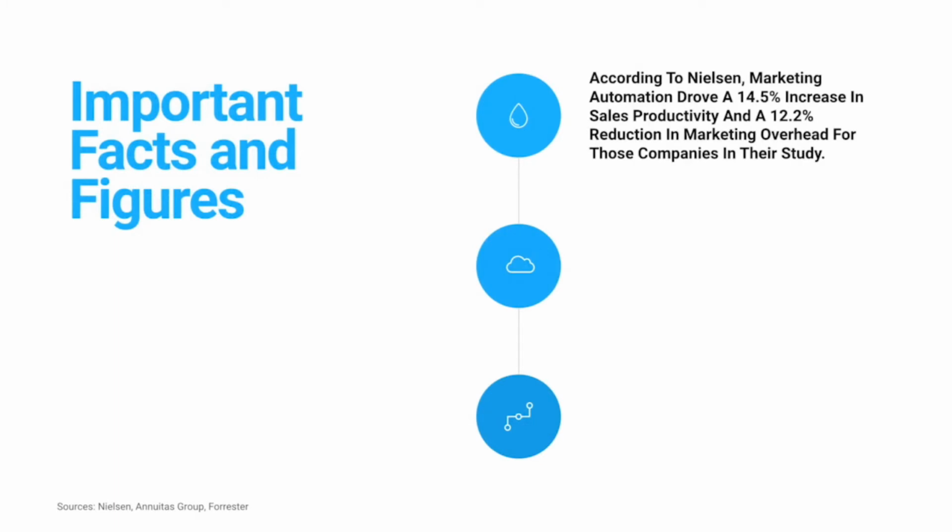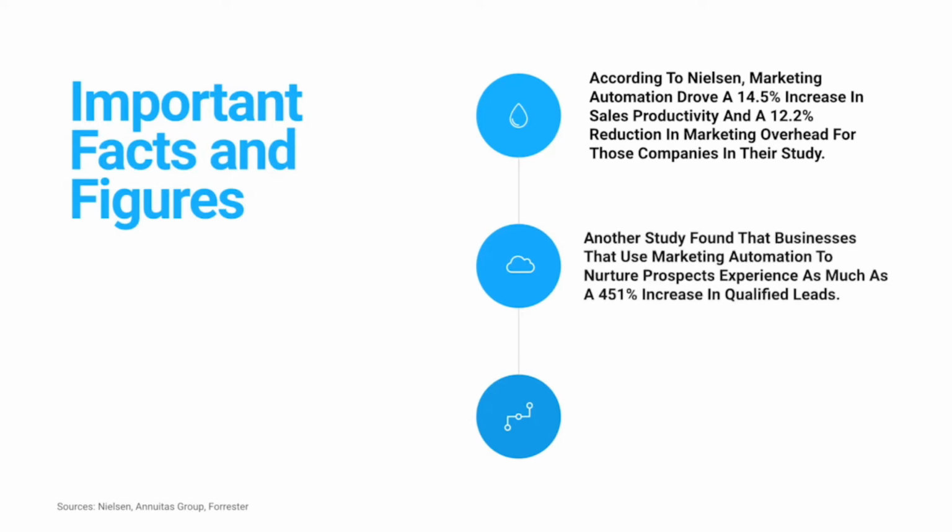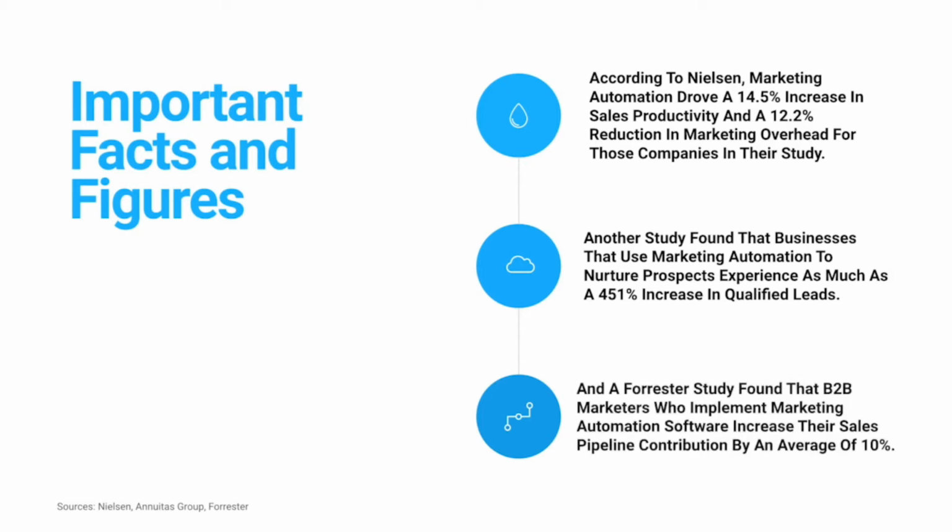Well, let's take a look at some important facts and figures around marketing automation. According to Nielsen, marketing automation drove a 14.5% increase in sales productivity and a 12.2% reduction in marketing overhead for those companies in their study. Another study found that businesses that use marketing automation to nurture prospects experience as much as a 451% increase in qualified leads. Finally, a Forrester study found that B2B marketers who implement marketing automation software increase their sales pipeline contribution by an average of 10%.